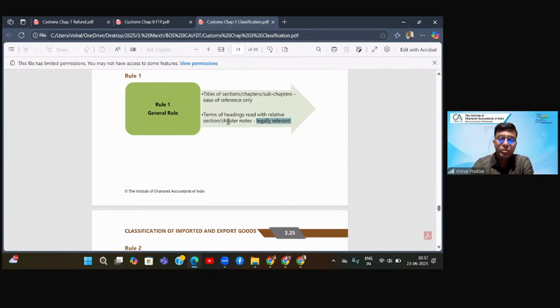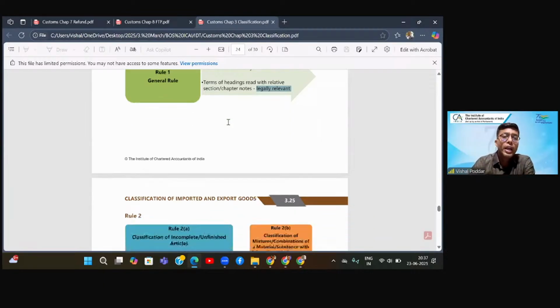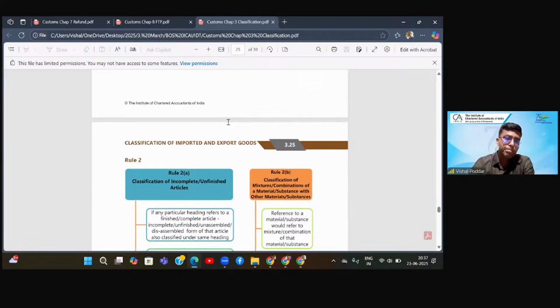The explanatory notes given under the sections are called section notes. Those given under each chapter are called chapter notes. And that is where they clearly specify, okay, this is included in this or this is not included in this, and you have to apply that. So the first step is to identify under which section, under which chapter your goods will fall. For that, Rule 1 says go by the section notes and chapter notes.